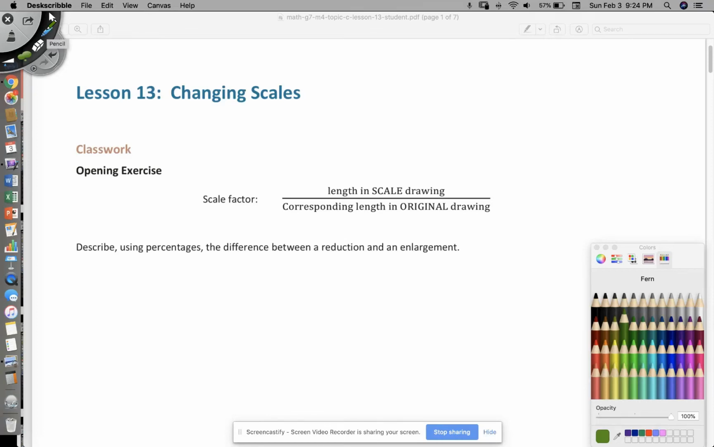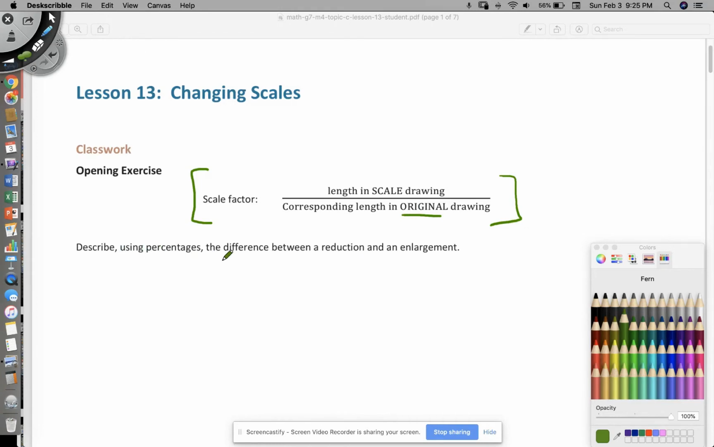All right, this is 7th grade, Module 4, Lesson 13 on changing scales. So on our opening exercise here, we have a little equation or formula that you want to use. When finding the scale factor, you take the length of the scale drawing and divide it by the corresponding length of the original drawing. So you always want to go back to the original here.